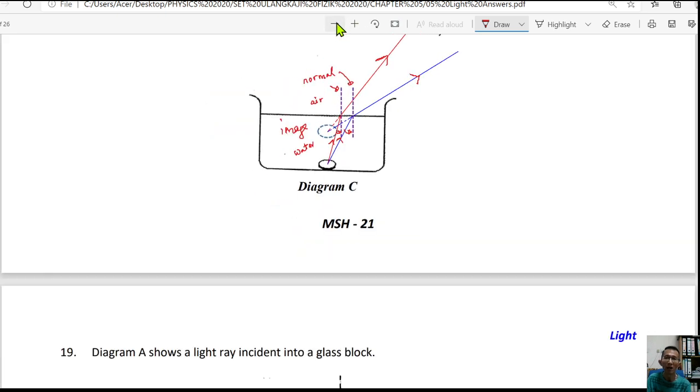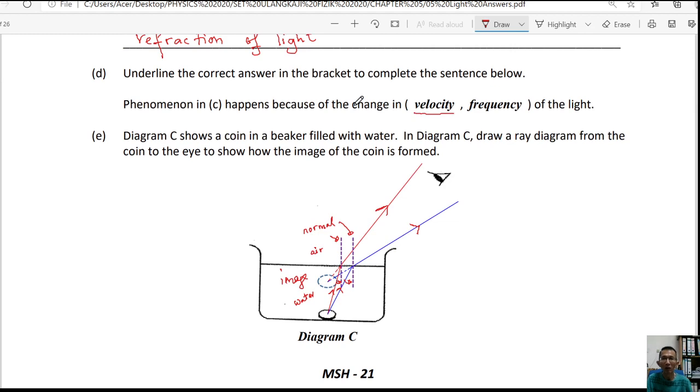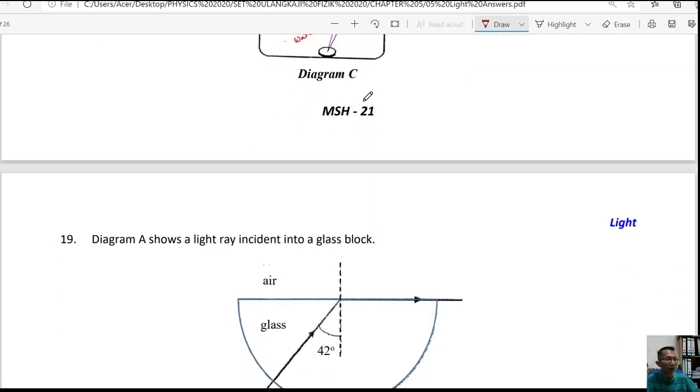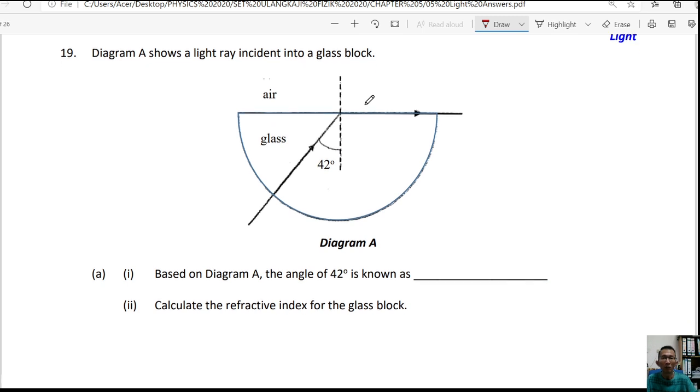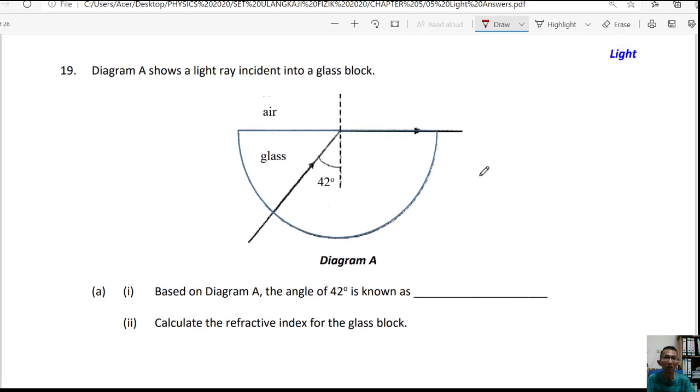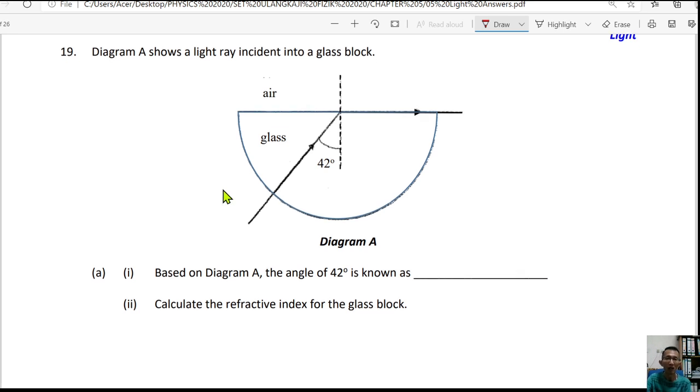Okay, let's move back. Okay, we go to question number 19. Diagram A shows a light ray incident into a glass block. So based on diagram A, the angle of 42 is known as what? You see here, the light enters air, it falls on the surface between air and glass. So what we call this angle, that is our critical angle.